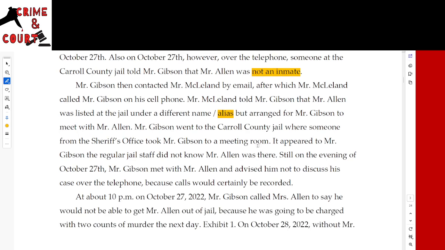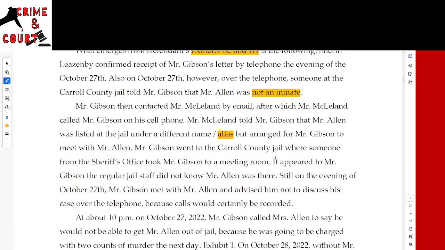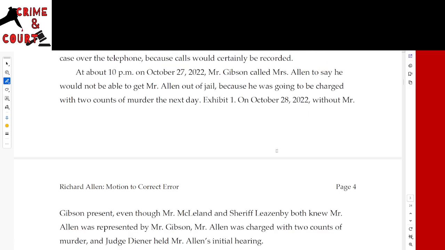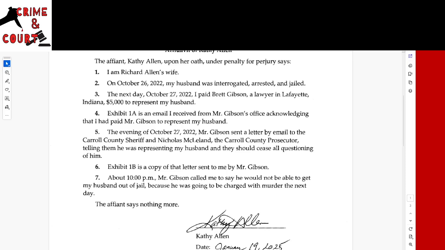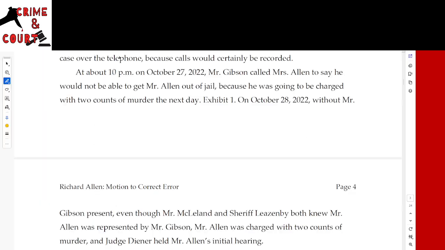So, where did I leave off? Okay, so at about 10 p.m. on October 27th, 2022, Mr. Gibson called Mrs. Allen to say he would not be able to get Mr. Allen out of jail because he was going to be charged with 2 counts of homicide the next day. And that was Exhibit 1. We already saw that was her affidavit.